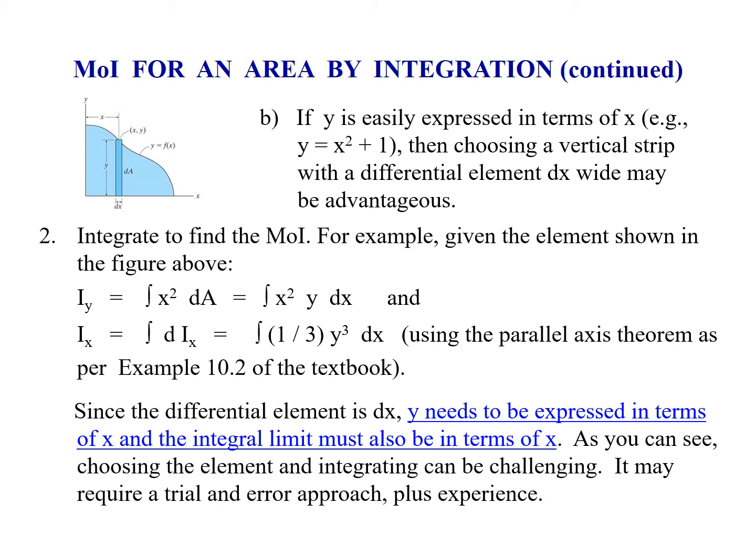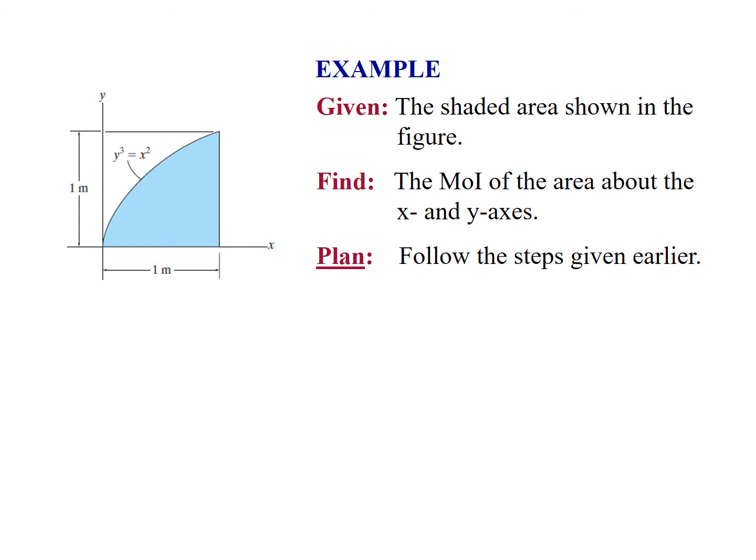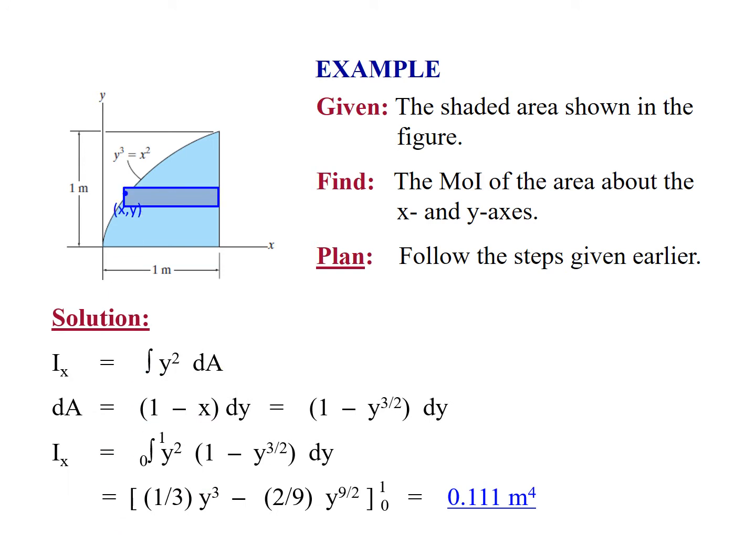And as you can see, choosing the element and integrating can be challenging. It may require a trial and error approach, plus you'll gain competence through experience. Here is an example where we have y cubed equals x squared, and we want to take this shape and find the moment of inertia about the x and y axes. We'll follow the outlined steps in the previous slides.